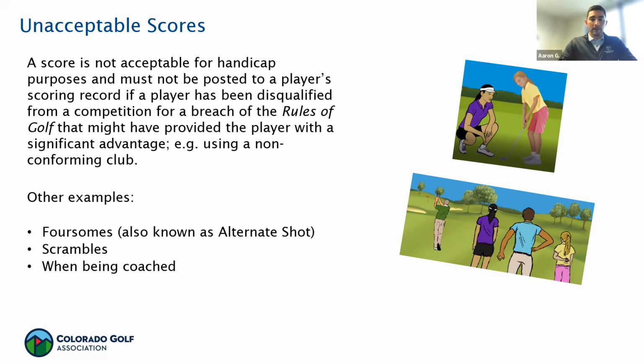Okay. Other examples of unacceptable scores are foursomes, alternate shot, scrambles, and when being coached. Fortunately, those are 3 examples of unacceptable scores. For some scrambles.